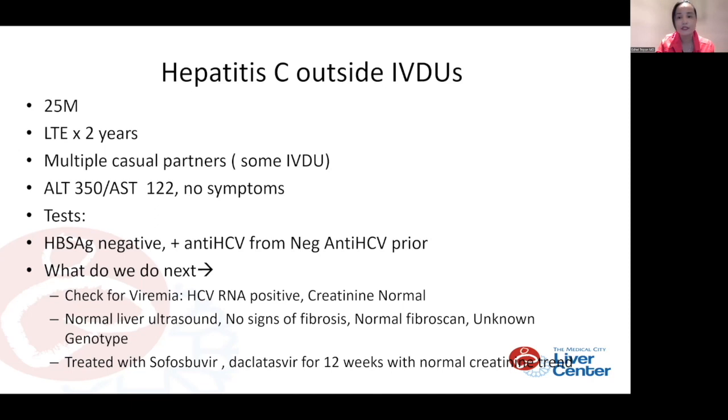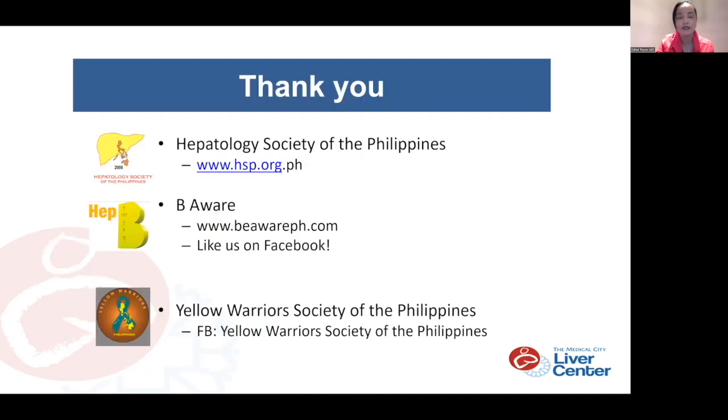For this patient, 3 months after ending his treatment, they checked the RNA and he turned out to be non-reactive. And then this patient was advised to do RNA every year.